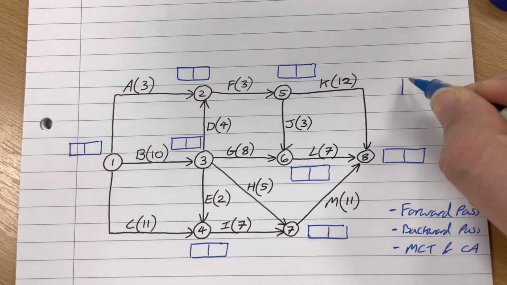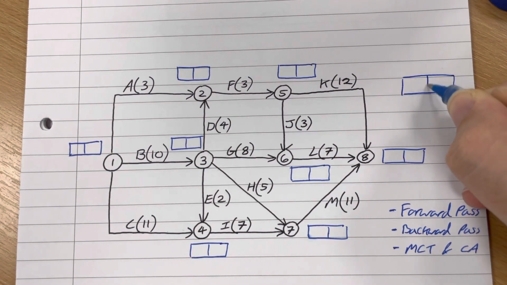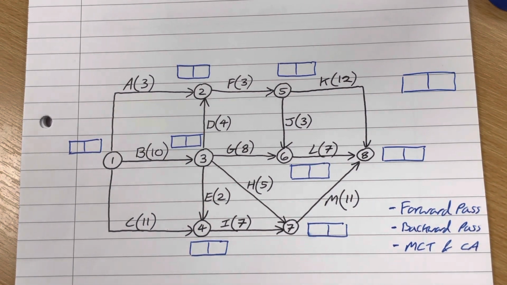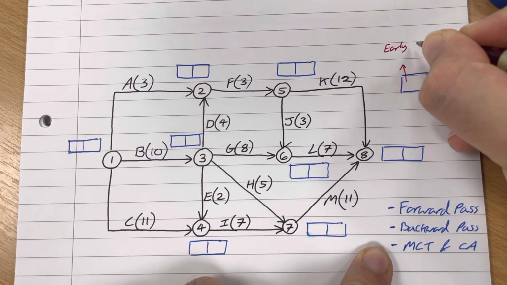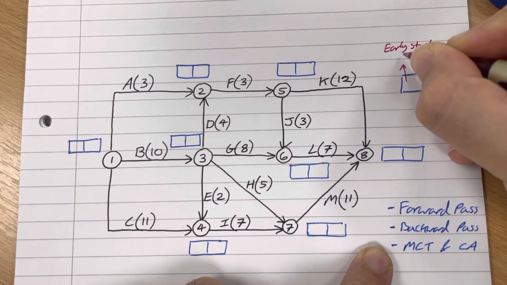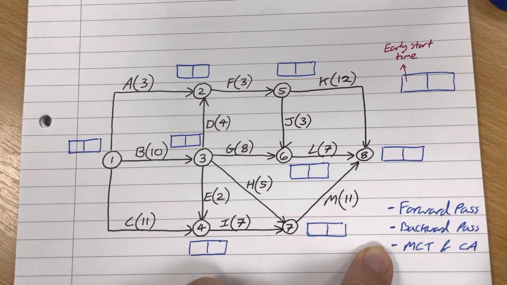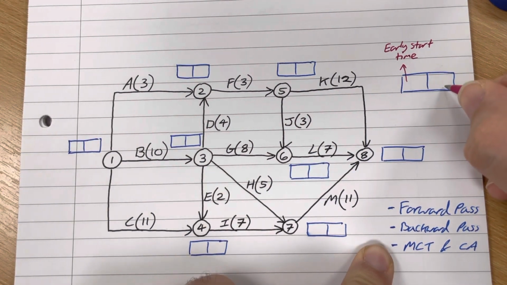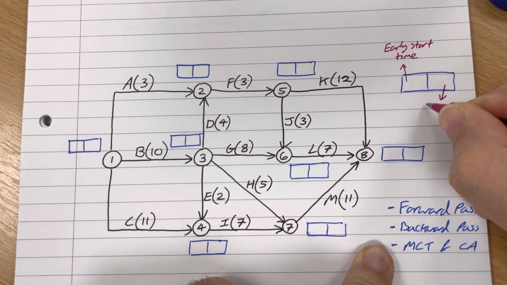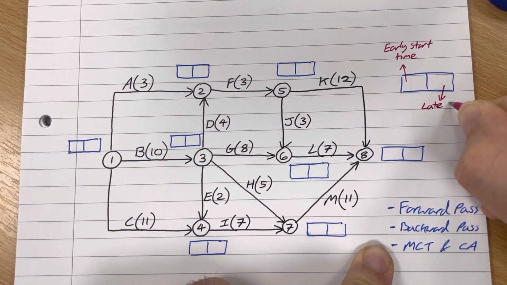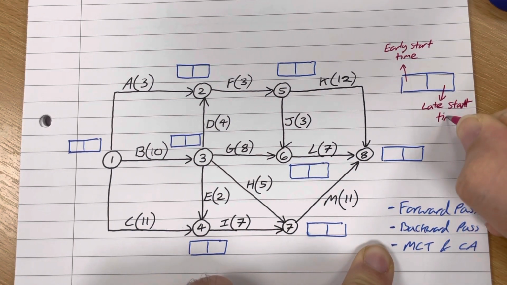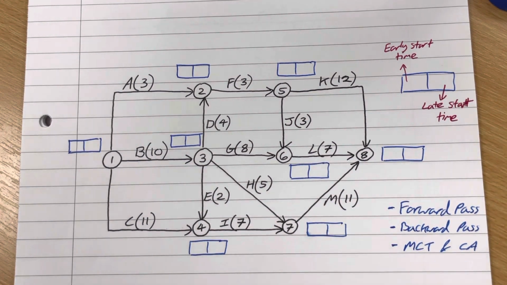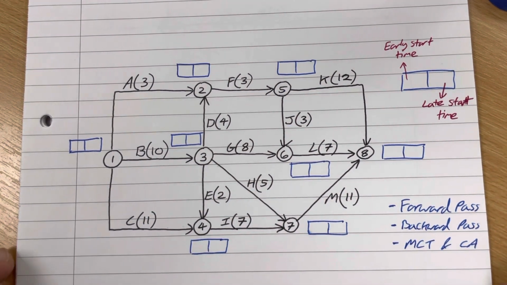Each double box will have two numbers in it once we've finished. The left-hand number represents what we call the early start time, and these are the numbers that we fill out in the forward pass of the algorithm. And the right-hand box is the late start time, which we will fill out in the backward pass of the algorithm.